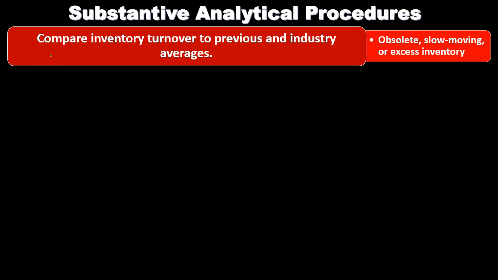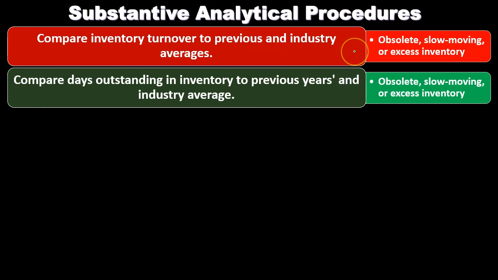We're going to compare inventory turnover to previous years and industry averages. So we've got ratio analysis, of course, with relation to inventories, one of the things we can do within our substantive analytical procedures. Observing slow moving or excess inventory is what we're looking for with regard to that analytical procedure.